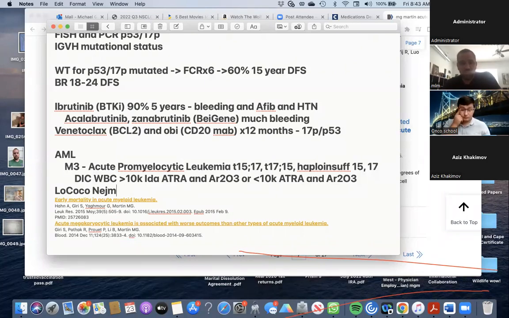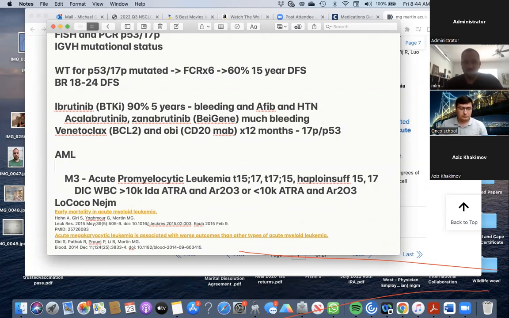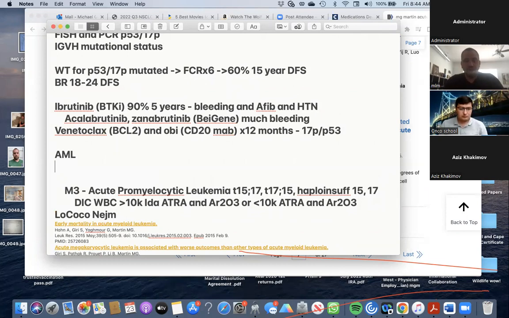Again, there's never been a case reported in the medical literature that has been resistant to arsenic and ATRA, versus if you give them chemotherapy, early mortality is a huge problem. So routine cytogenetics are clearly incredibly important with APL. The other major categories of AML to think about are people with complex cytogenetics.